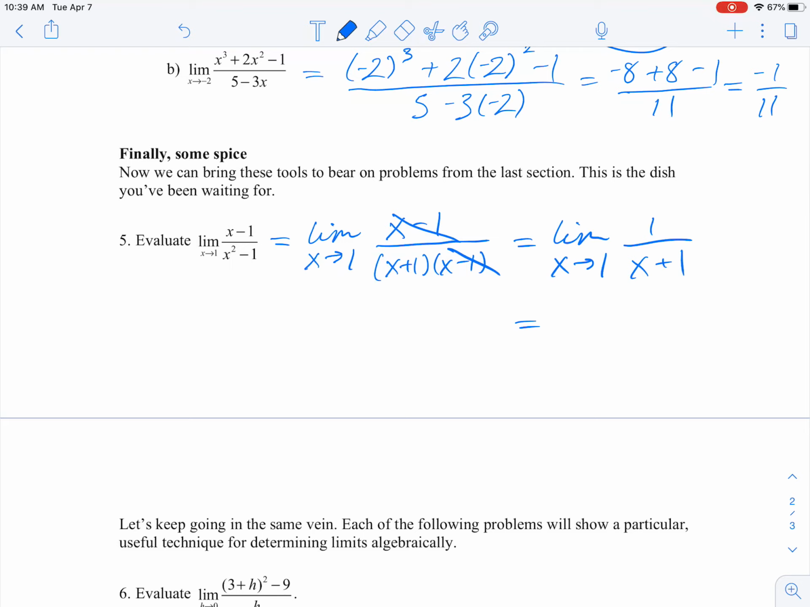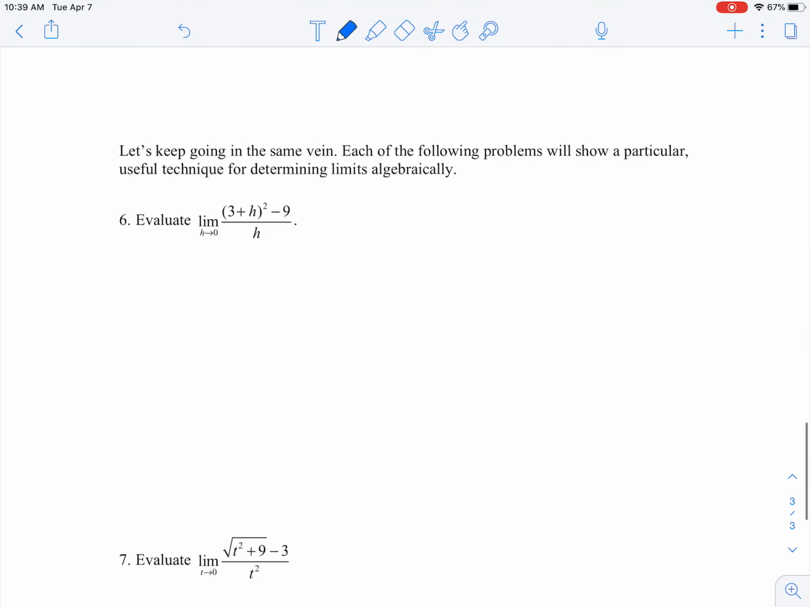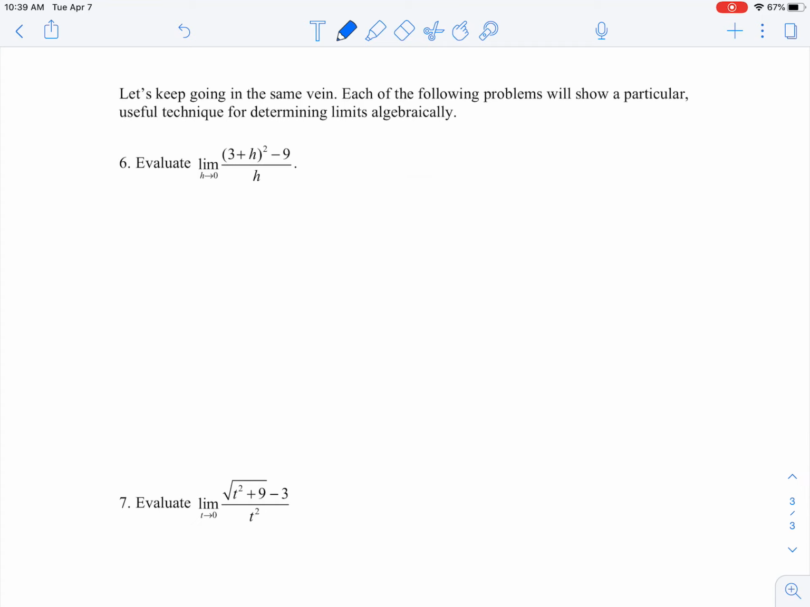And from there, it's clear that this would be 1/2. Let's keep going in the same vein. Each of the following problems will show a particular useful technique for determining limits algebraically.